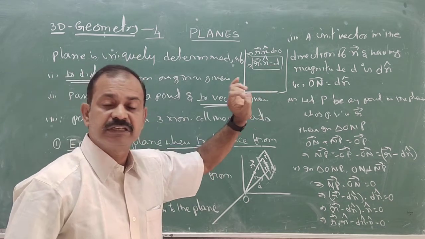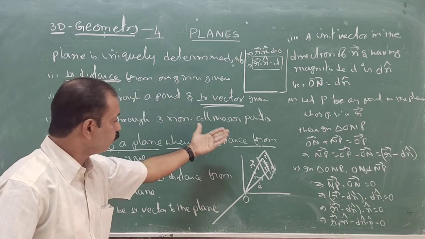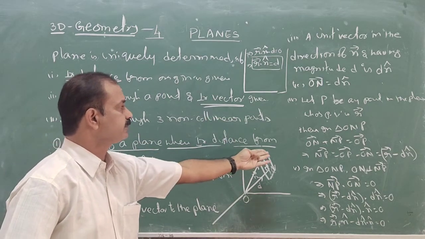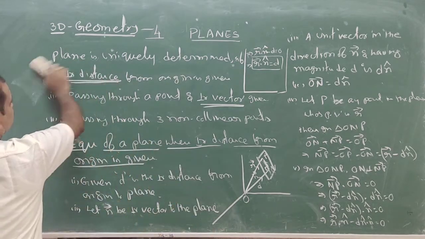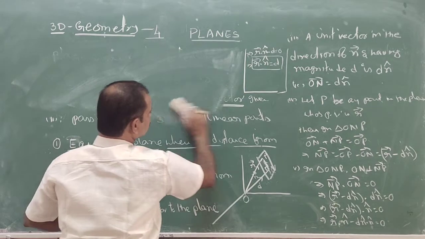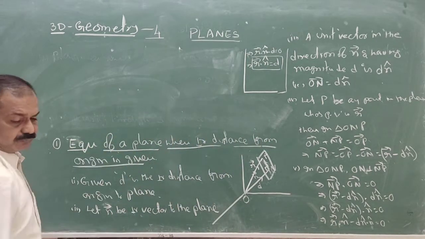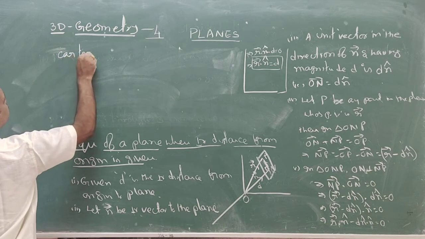I have not used any new concepts. Whatever we were having, the same old concepts I have taken here. So this is in vector form. Now you have to go for Cartesian form. So how to find Cartesian form? Next, for the same thing, Cartesian form.